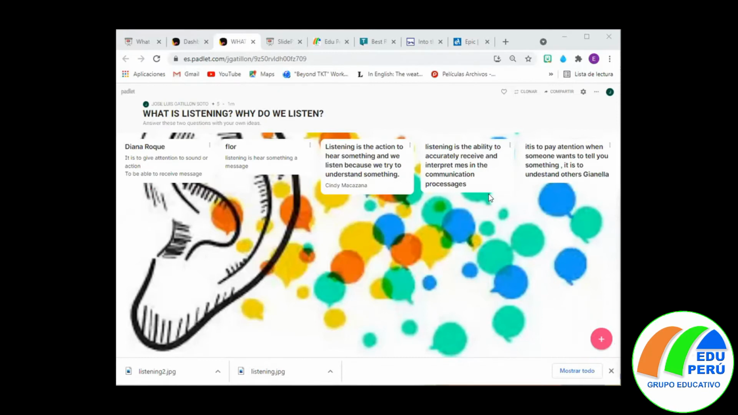So, in general, summarizing your partner's opinions, no? He says that listening is to understand, no? To hear something, to hear sounds, to listen to sounds. And why? Because we need to understand something, right? You receive, as one of your partners says, you receive and interpret these sounds, these messages. All right. Okay. All right.